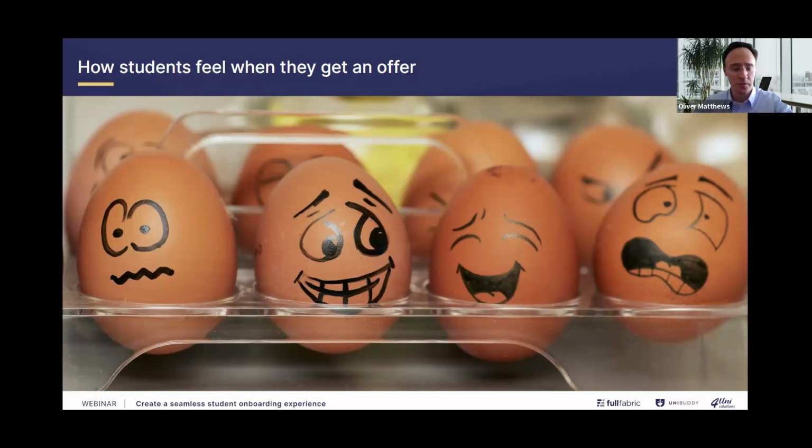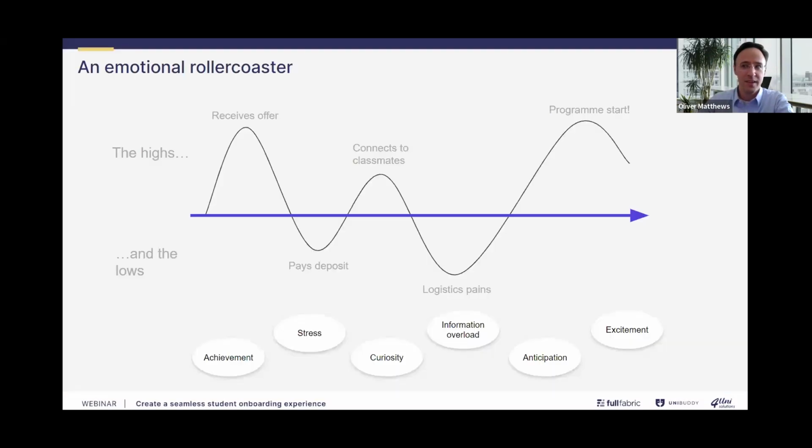And it's not a simple case of, well, I've got an offer, I'm super happy. The student is going to go through all sorts of emotions over the next few weeks, months, before they finally turn up on campus. And maybe just to illustrate that, this is an oversimplistic example of how their emotional journey is going to look. There will be hopefully a high when they receive the offer, but they're going to go through a variety of different emotions, whether it's when they're paying their deposits, connecting with, is it on a WhatsApp chat? Are they going to a live event? These typically tend to be very positive moments.